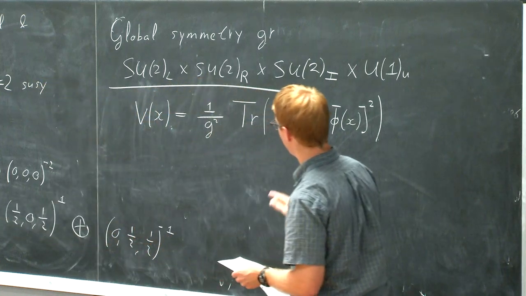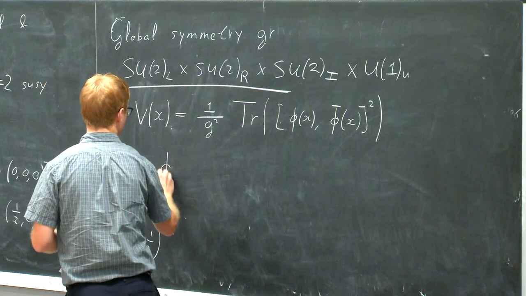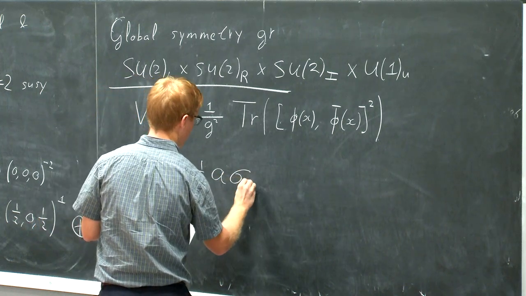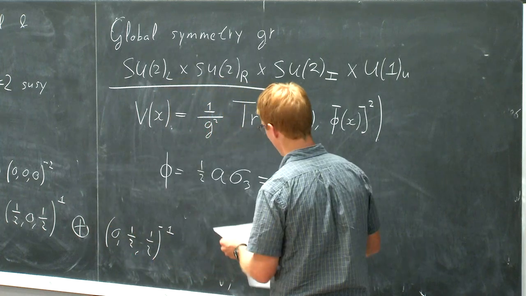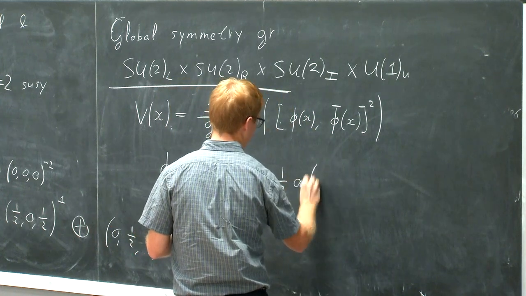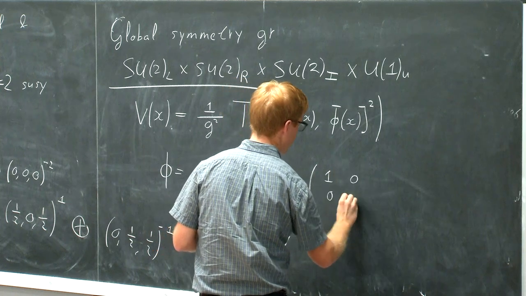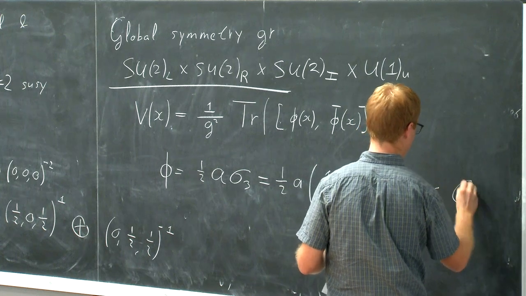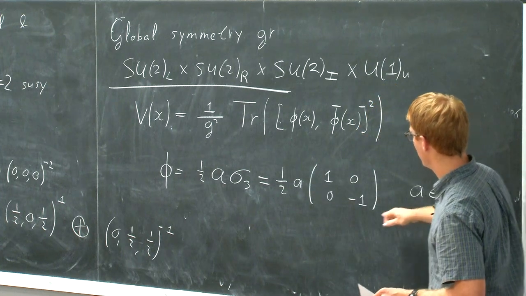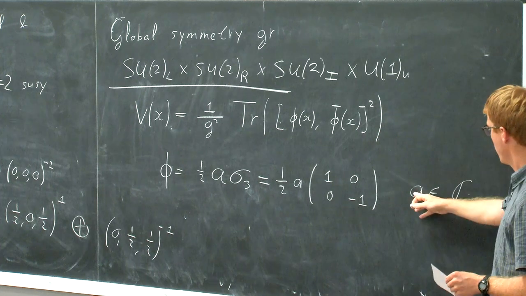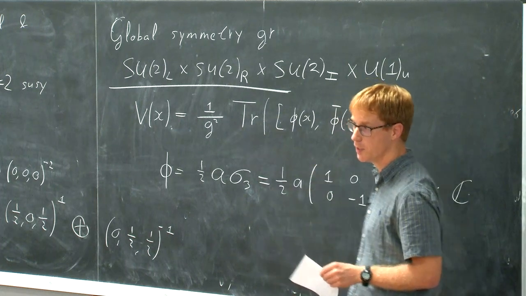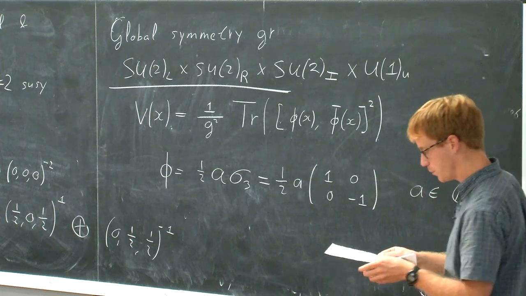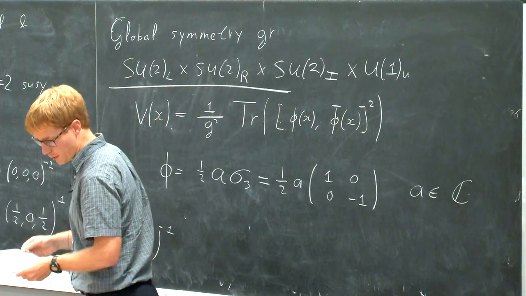And then using the gauge transformation, we can set phi equal to 1/2 times a times sigma_3, the third Pauli matrix. That is 1/2 a times the matrix (1, 0; 0, minus 1). So a is a complex number, and for this parameter space, the potential will vanish, and we have at least the classical vacuum space of this theory.